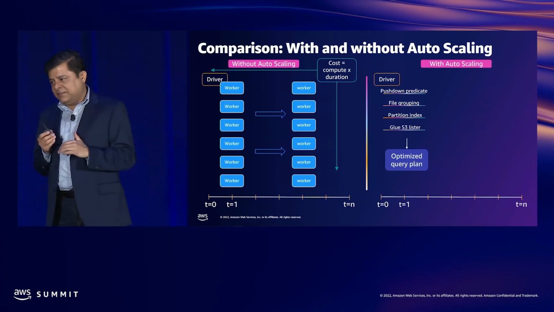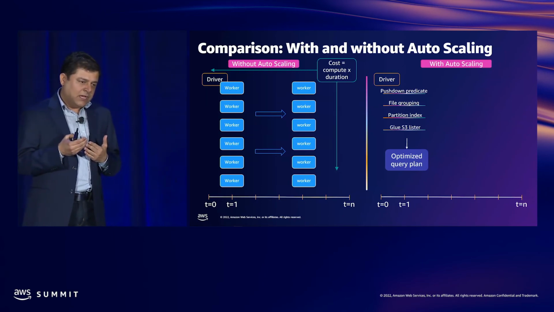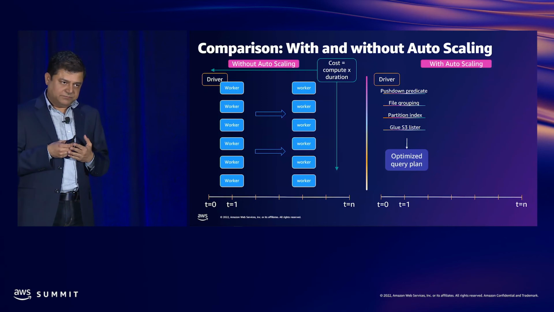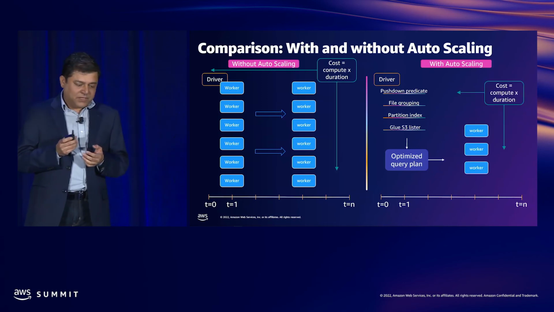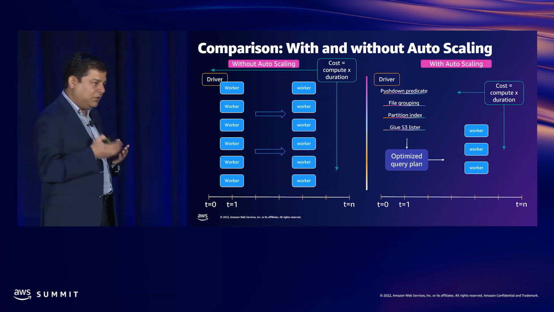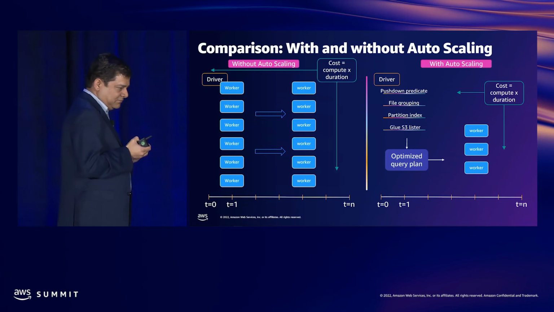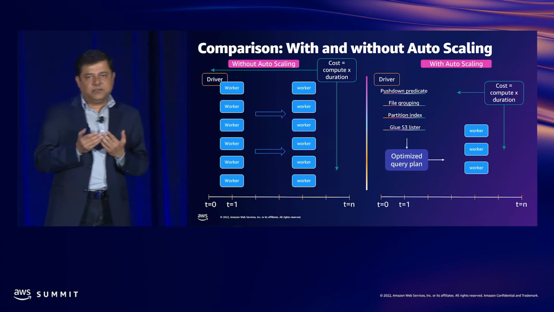And once the driver has done the optimization and the query planning, it will call the required set of workers only to process the subset of the data. And in this case, your cost is compute times the duration. So as you can see, between with and without auto scaling, there are significant cost savings that you can achieve.